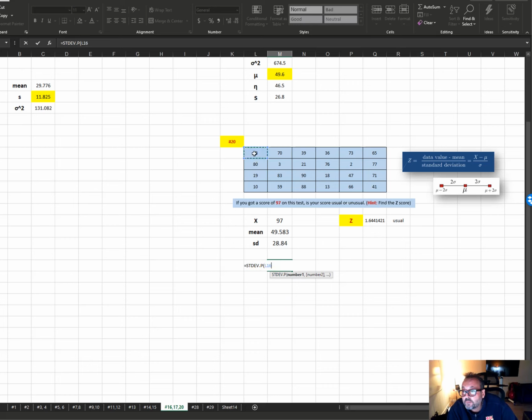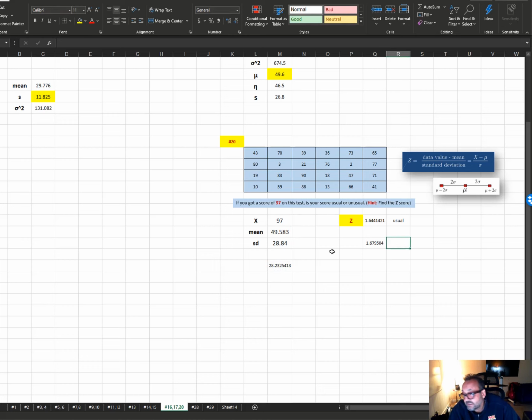If I had calculated the population standard deviation, instead of 28.8, I'd have gotten 28.2, and then for my z-score, it would have been x minus mu divided by that standard deviation instead. You see, 1.6 is basically usual. So for all applications, it doesn't matter really if you use the population standard deviation command or the sample standard deviation command. It really doesn't make a difference in this exercise.